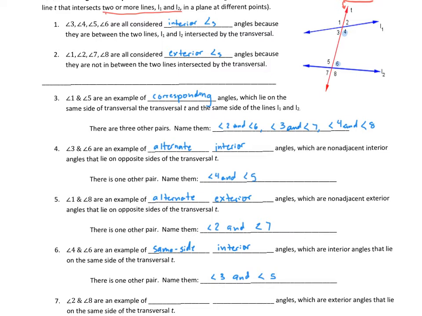If you've noticed the pattern, we've had alternate interior, alternate exterior. We're going to have the same thing here. We have same side interior, and then for angles 2 and 8, we have same side exterior.